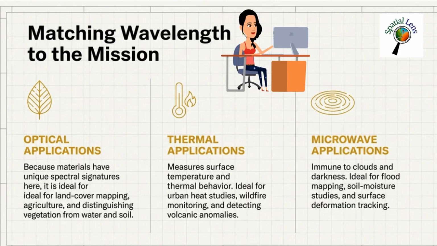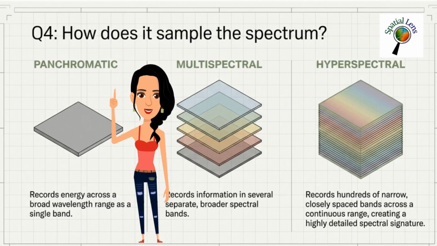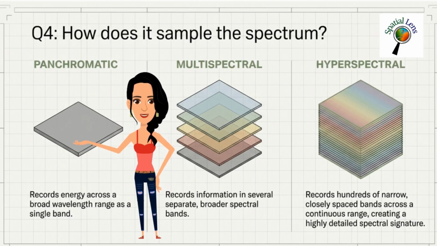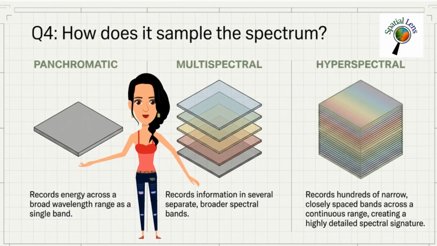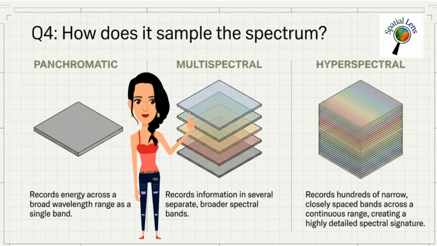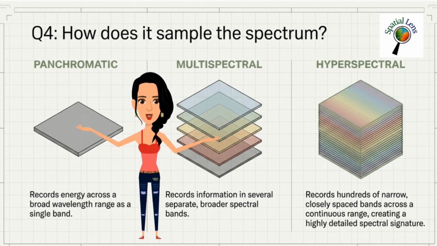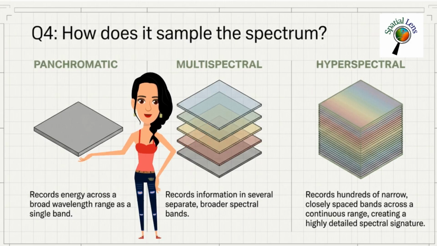Now we come to another classification, based on how the sensor samples the electromagnetic spectrum. On this basis, we commonly talk about panchromatic, multispectral, and hyperspectral sensors. This classification is completely different from active and passive. Active and passive tell us about the source of energy, while panchromatic, multispectral, and hyperspectral tell us how the sensor divides and records spectral information.